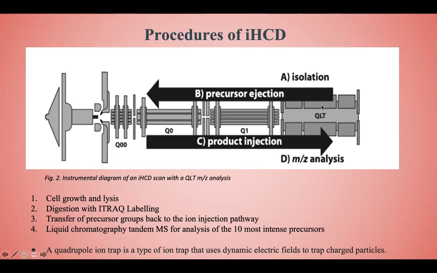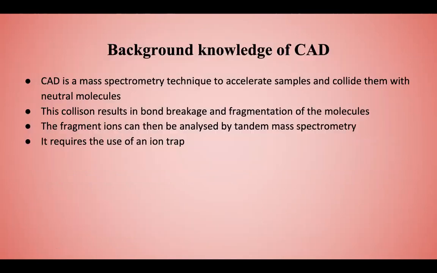The QLT mentioned over here is a quadrupole ion trap that uses dynamic electric fields to trap charged particles. The reason why the authors used this was because the trap design increased ion storage capacity. It had a faster scanning time and it had simple structures.